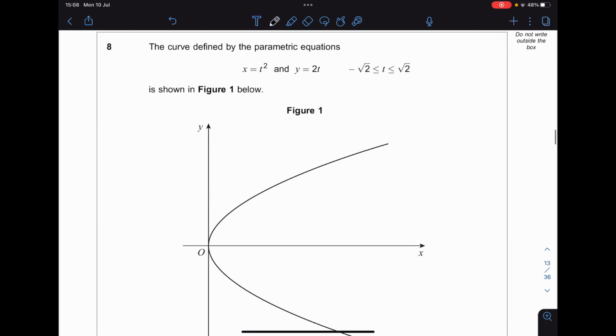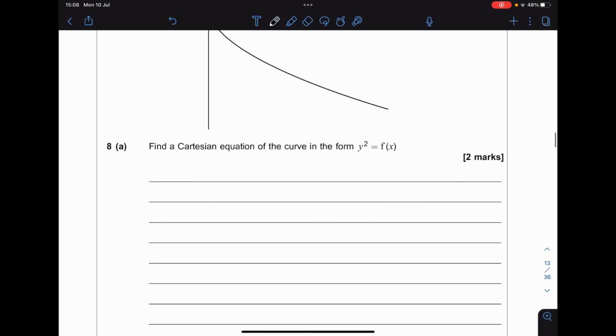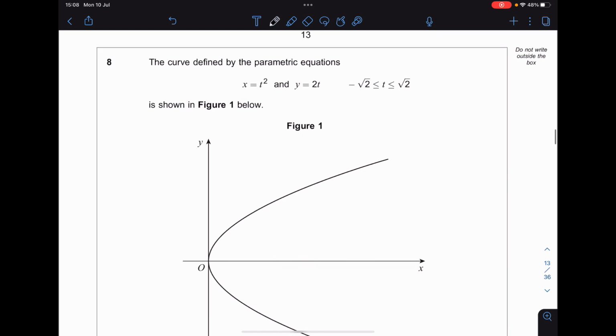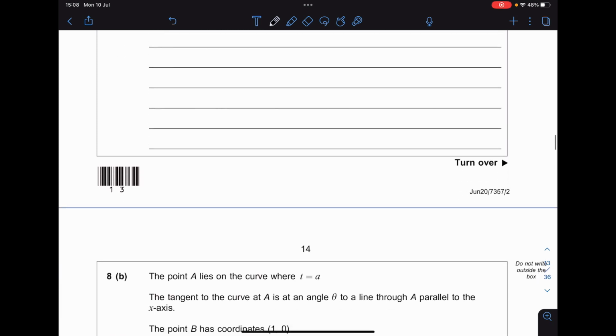On to question 8. I've got x is t squared, y equals 2t, with a domain of t. Find a Cartesian equation in y squared. This is very, very bog standard. So y squared will be 2t squared, which is 4t squared. But we know what t squared is. That's just x, so that's going to end up being 4x. Very, very straightforward for 2 marks there.